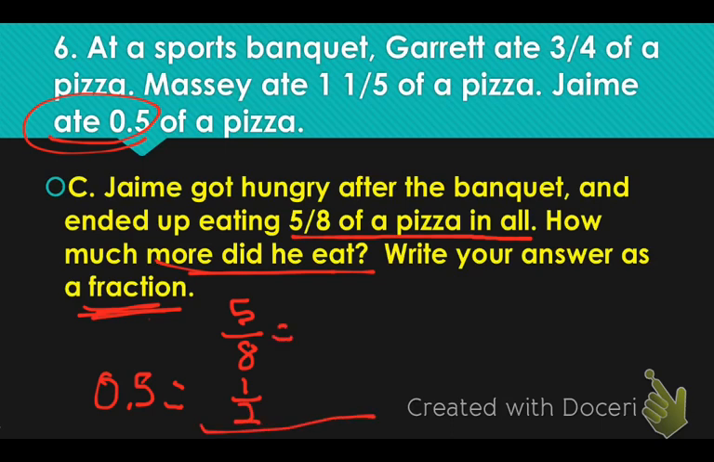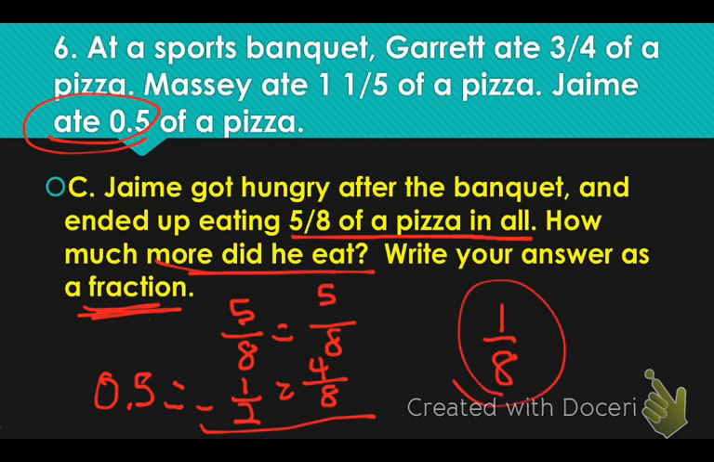We're going to subtract to find out how much more he ate. He ate 1/2, but then by the end he had eaten a total of 5/8. So we have to subtract. Again, we're going to get a common denominator, and it's going to be 8. So 5/8 is going to stay the same, and 1/2 is going to become 4/8. So 5/8 minus 4/8, 1/8. So he ate 1/8 more after the banquet was over.